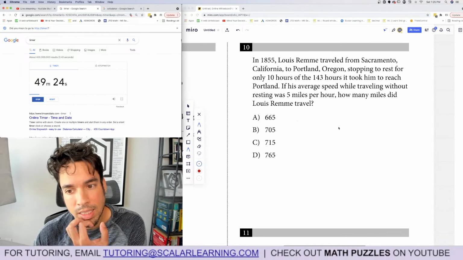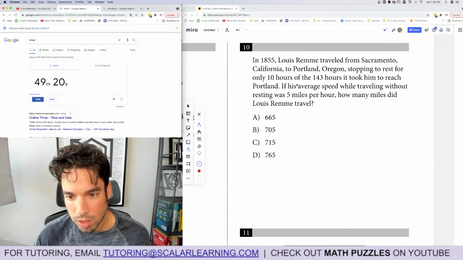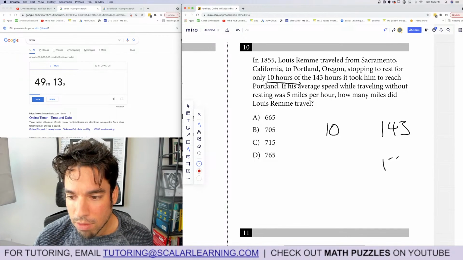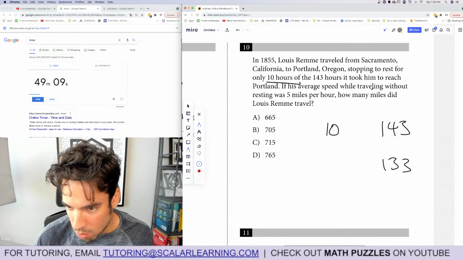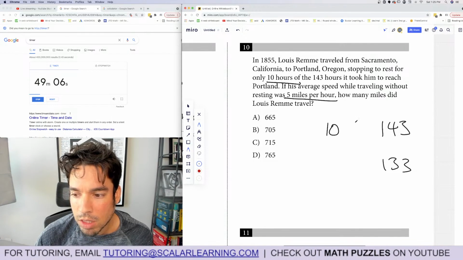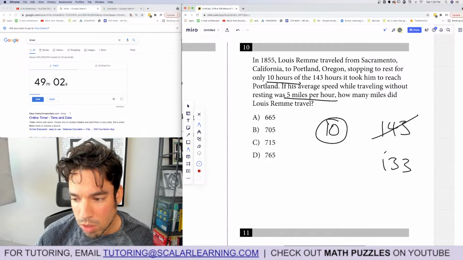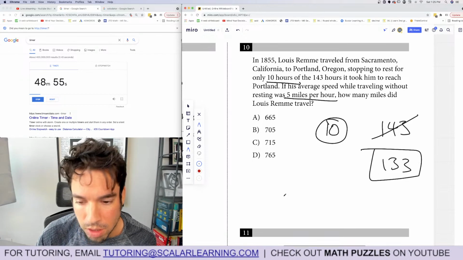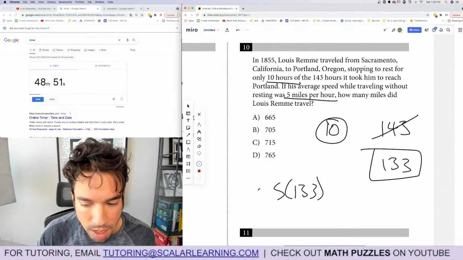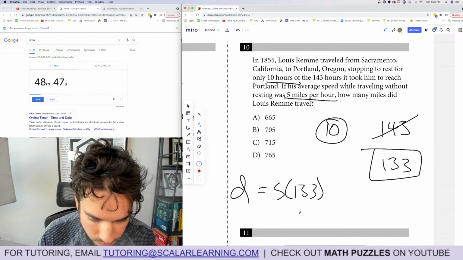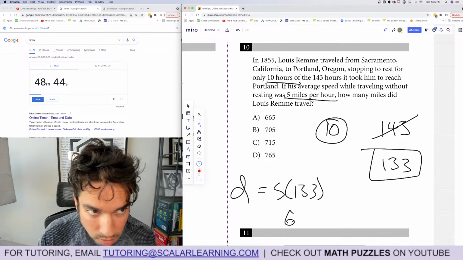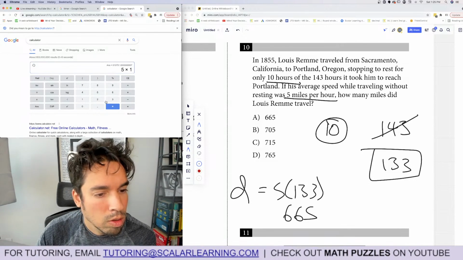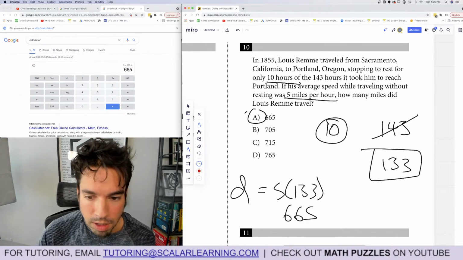Okay, 49 minutes left. In 1855, Louis Rem traveled from Sacramento, California, to Portland, Oregon, stopping to rest for only 10 hours of the 143 hours, which means he traveled 133 hours. If his average speed while traveling without resting was 5 miles per hour, how many miles did he travel? So I already removed the 10 from the 143, so he traveled for 133. And if he's going 5 miles per hour for 133 hours, it's literally 5 times 133, right? Rate times time equals distance, and that would be 665. But you can use the calculator if you want. I'll just double check. Booyah, 665. And we're done.